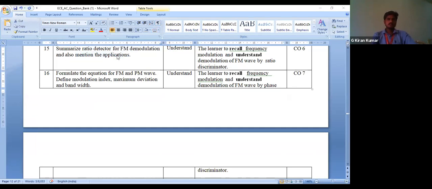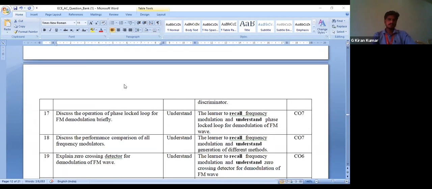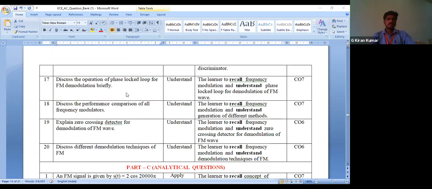And the next one is: FM and PM waves, define modulation index, maximum deviation, and bandwidth. Yes, it is covered. And discuss the operation of phase lock loop for FM demodulation. Yes, it is also discussed.